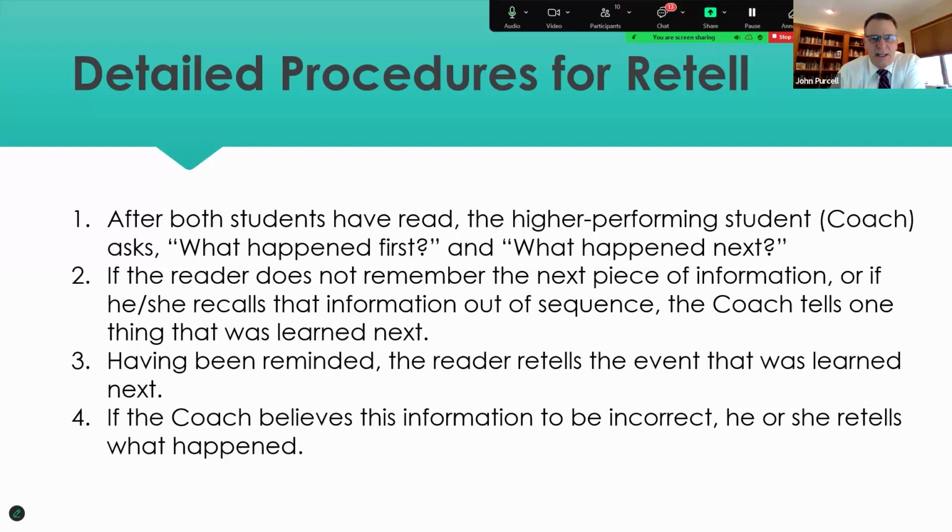And then after being reminded, that student will use that prompt to provide the information. If the coach hears that it's not accurate, then the coach will provide the answer, just like I used that example with the word. So I provide a prompt, let's say the student is struggling, they give me a response. If that response is correct, great. If that response is not, then I'm going to provide that correct answer.